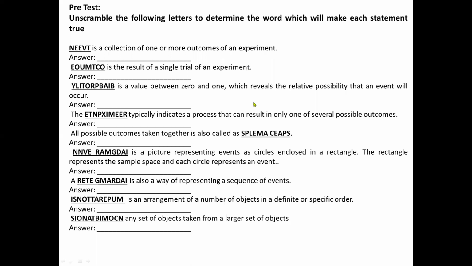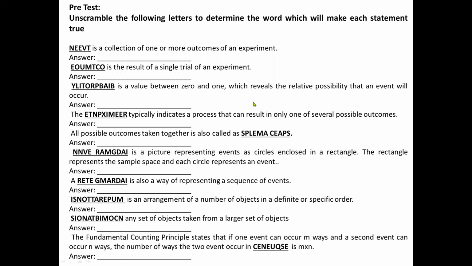So, yan yung pretest na kuha na ninyong tama. Ibig sabihin, may idea na kayo sa ibig sabihin ng mga words na yan kasi binigay ko na yung mga definitions. Now, let's proceed to the next item. The fundamental counting principle states that if one event can occur m ways and a second event can occur in n ways, the number of ways that two events occur in blank is m by n ways.